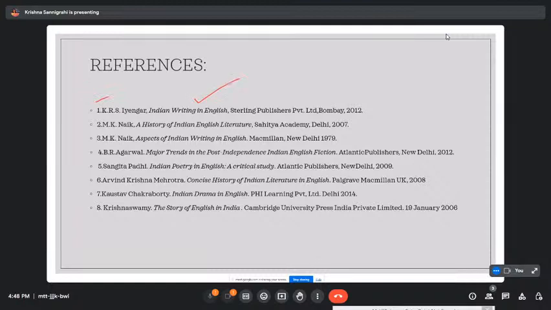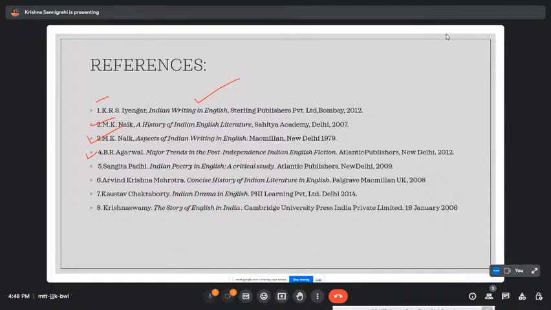Now, talking of the various references which we are talking about, so KRS Iyengar, Indian Writing in English, Sterling Publishers Private Limited, Bombay. Then we can read the book by M.K. Nayak, A History of English Literature, Sahitya Academy, Delhi. Then Nayak's Aspects of Indian Writing in English, Macmillan, New Delhi, 1979. Then B.R. Agarwal's Major Trends in the Post-Independence Indian English Fiction.